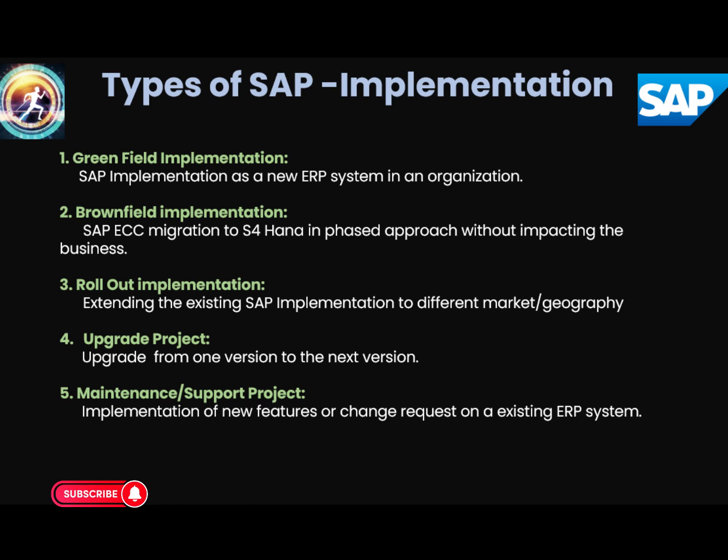And the fourth type of project is the upgrade project. In an upgrade project, what typically happens is if SAP is rolling out a new version, the project will try to migrate their current version to the latest version. So that's one kind of upgrade. And the second kind of upgrade is where the current solution might be running on an on-premise system, and from on-premise they might move to a cloud-based solution. So even in such cases, we call it an upgrade project.